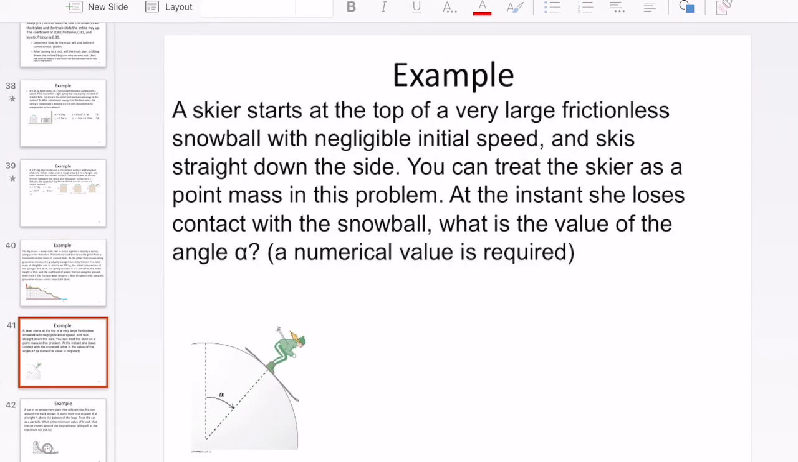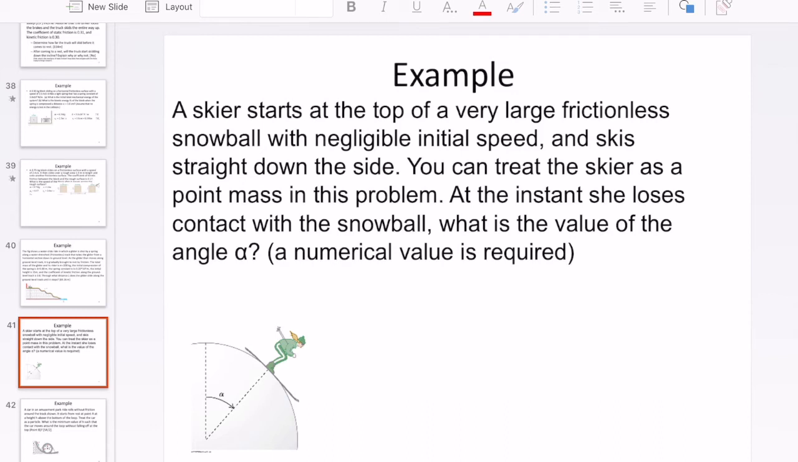Okay, so what we're going to do next is look at a few examples of problems in which you have to apply both Newton's second law and conservation of energy. One example of that is the problem on slide 41. I'll let you read this problem and see if you can work it out yourself.